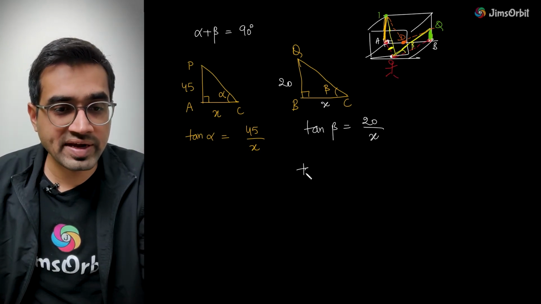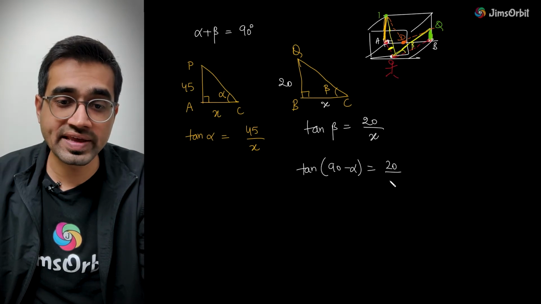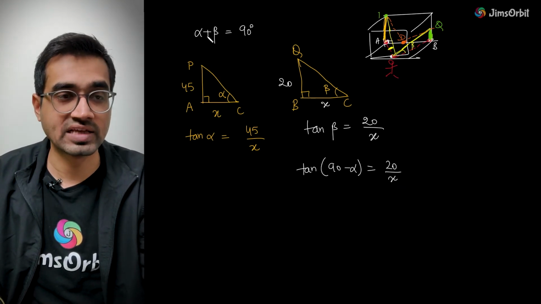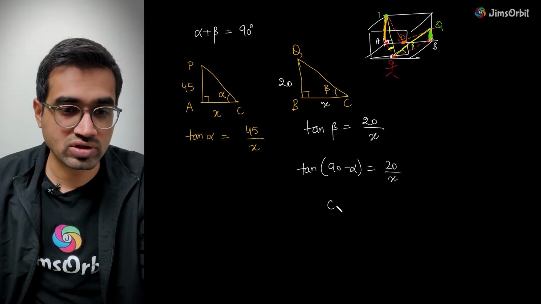So can we write tan beta as tan of 90 minus alpha? I hope you also understand. Yes, we can, because beta is what? 90 minus alpha. Now what is tan 90 minus theta? Cot theta. So this will be cot alpha.